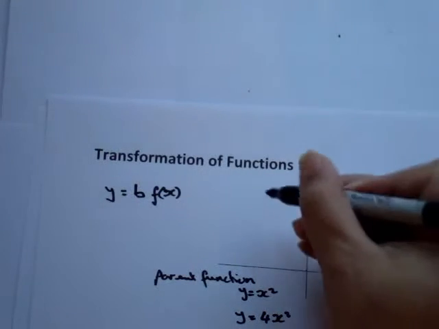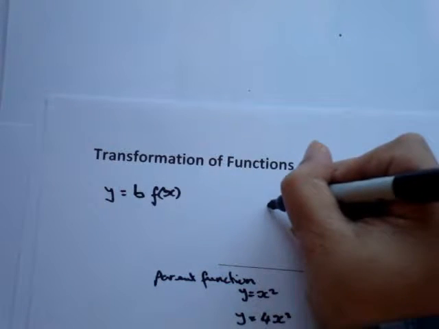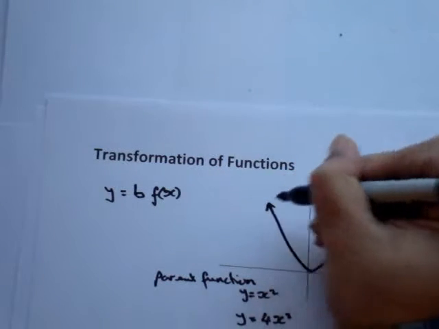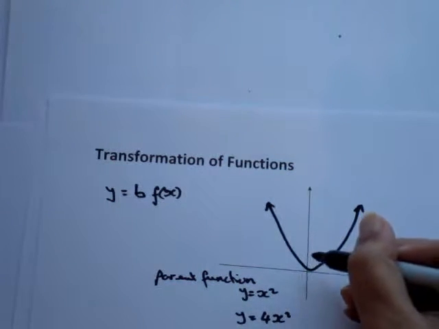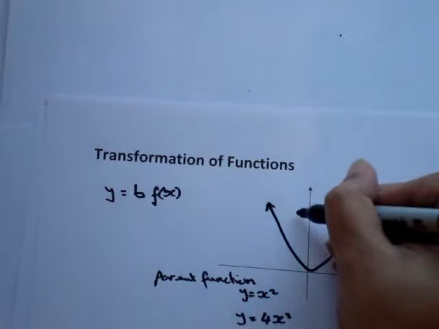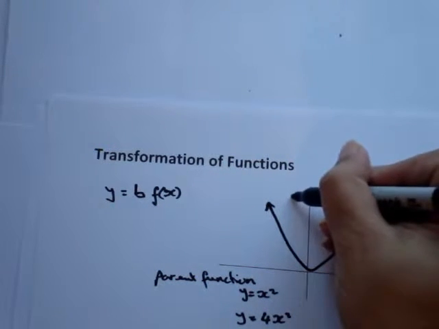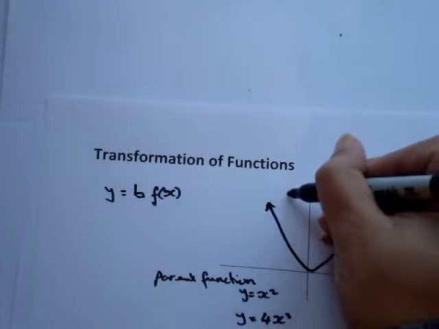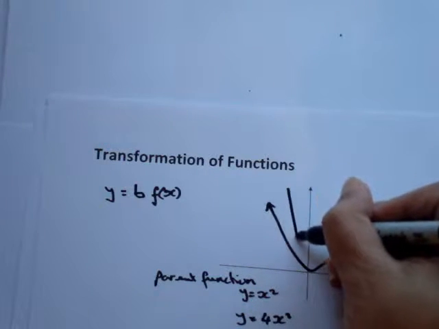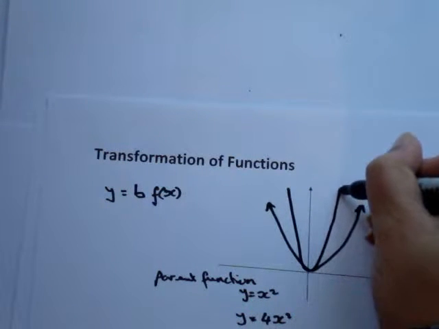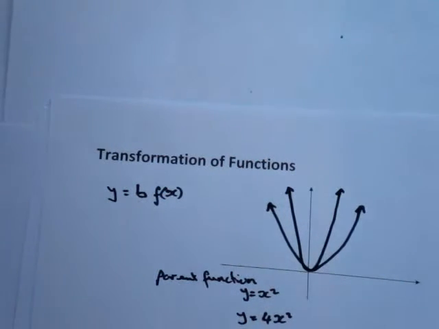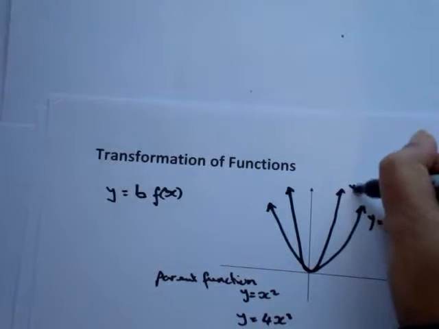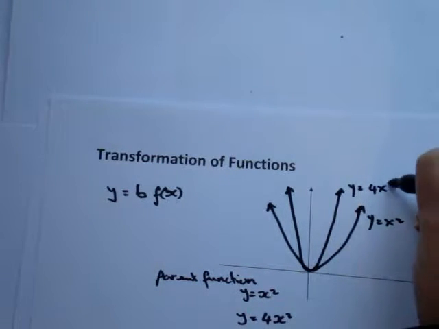Looking at our graph, our parabola for y equals x squared, we would have it like so, and our transformed graph would be a stretch, which would make this slope steeper, so it would be coming down at a much steeper angle through our 0 and up like so. So this is y equals x squared, and y equals 4x squared.